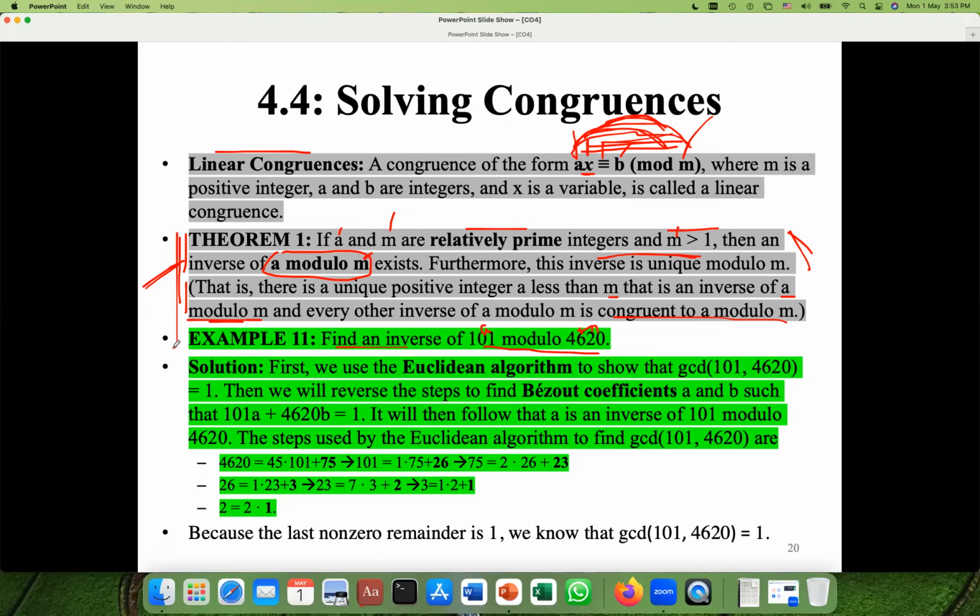Find an inverse. You have to remember that this is the form of the equation, A modulo M, and we have to find the inverse. And how can you find the inverse? Again, two steps: the Euclidean algorithm and the Bezout's coefficients.